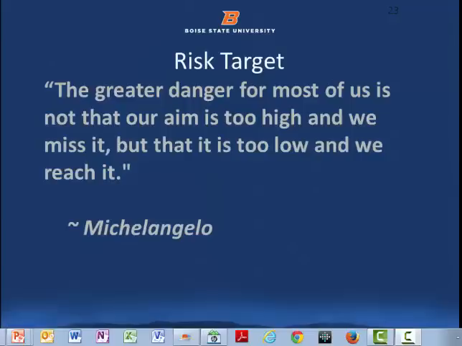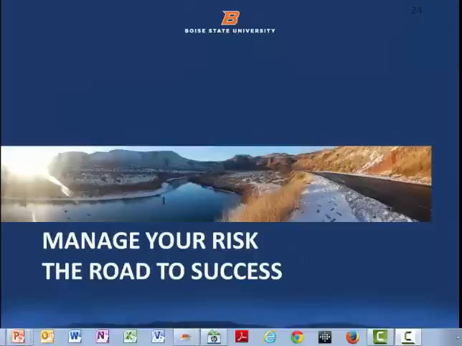I like this phrase from Michelangelo. Too often we don't aim high enough and we miss it. And we aim too low and we reach it and we think we're successful. So when we look at risk, let's make sure we are balanced in our view and that we are setting the right targets. A very hard thing to do, but sometimes you want to stretch to make sure you're doing the right thing. Again, this is what we're trying to teach you in the class, the tools to make this happen.